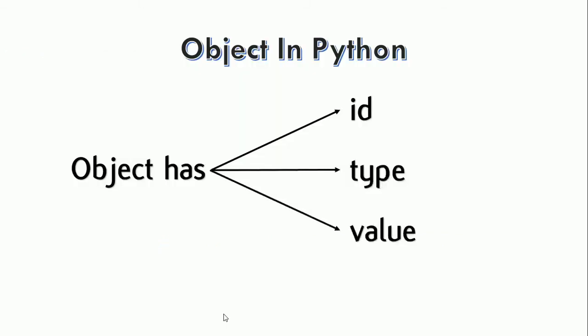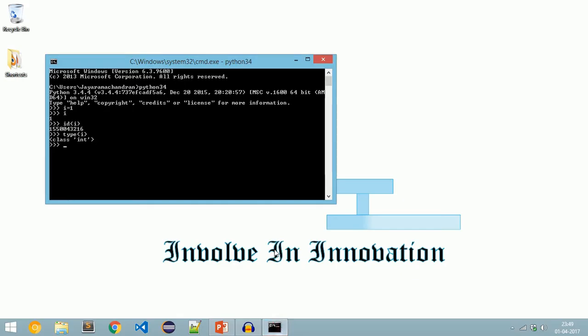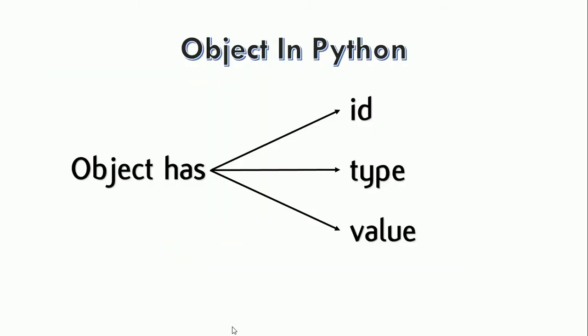The next attribute is value. Each object has its value. For example, here the variable i has the value 1. Based on whether the object is mutable or immutable, the object value will be constant or changeable. If the object is immutable, then the value can't be changed for the entire lifetime of an object. If an object is mutable, then the object value can be changed.